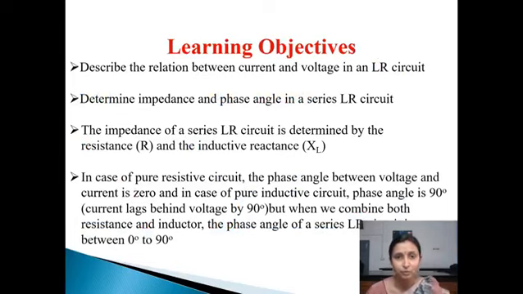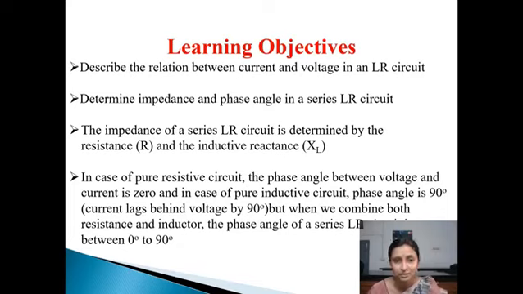Before going to our topic, we will discuss the learning objectives, learning outcomes, and prerequisites. Learning objectives are to describe the relation between the current and voltage in an LR circuit, and to determine the impedance and phase angle in a series LR circuit. The impedance of an LR circuit is determined by resistance R and inductive reactance XL. The impedance is denoted with Z.